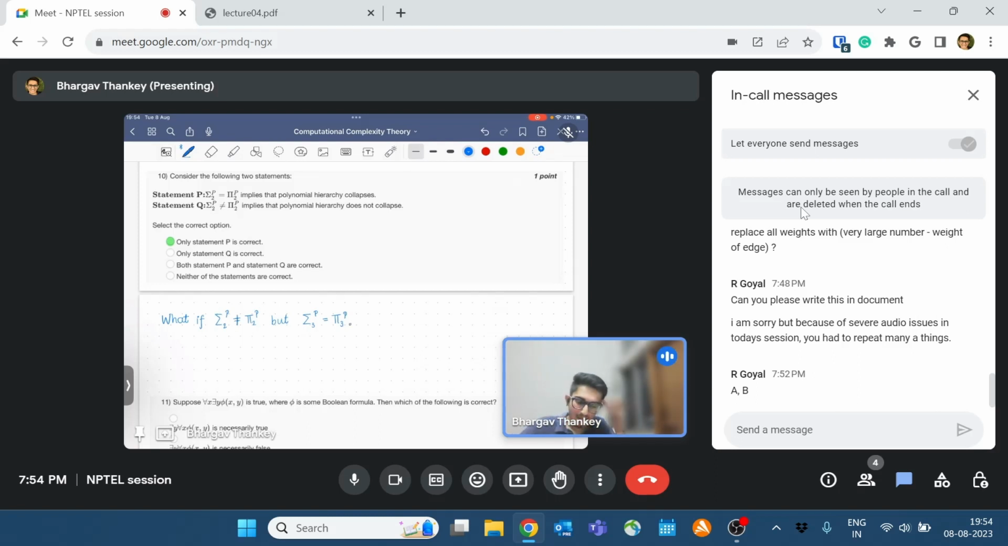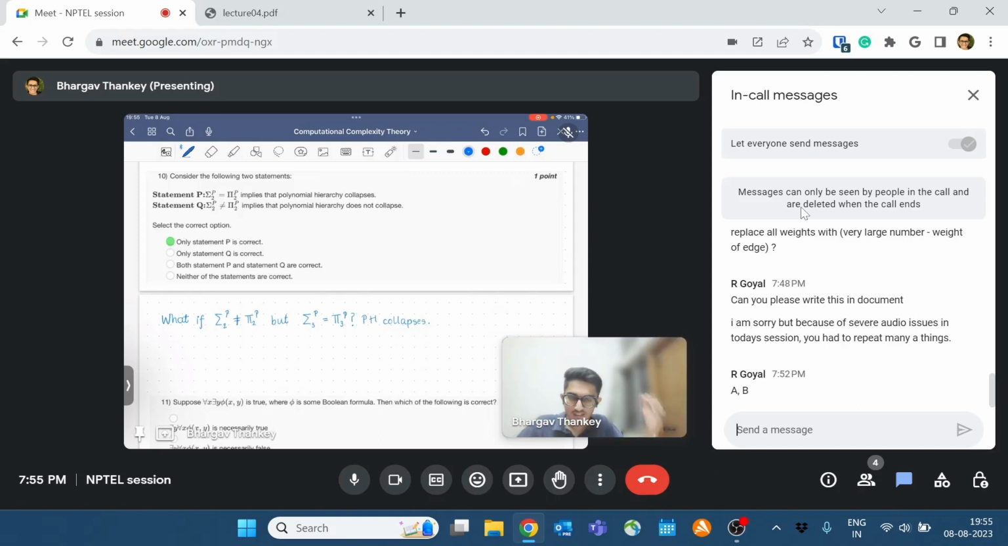So this would still imply PH collapse, right? Just because sigma 2 not equal to pi 2 does not mean that PH cannot collapse. All it means is that PH cannot collapse to the second level, but it can collapse to the third level or the fourth level and so on. So statement Q need not be true.